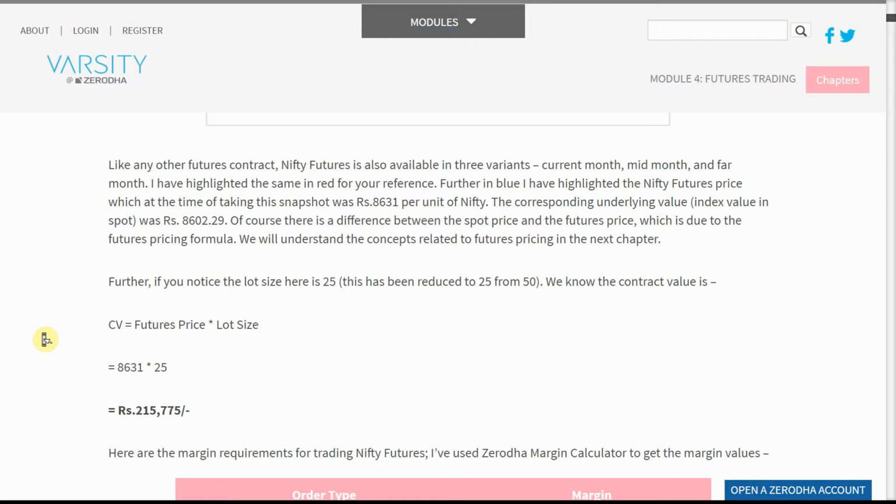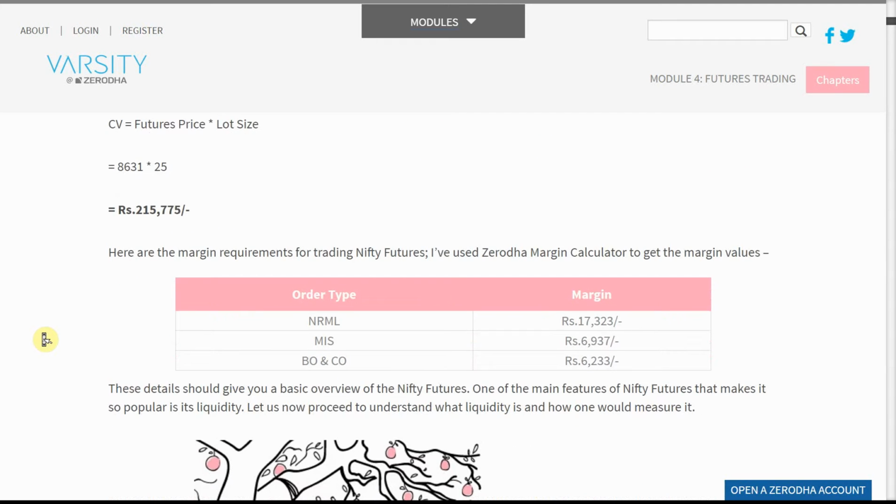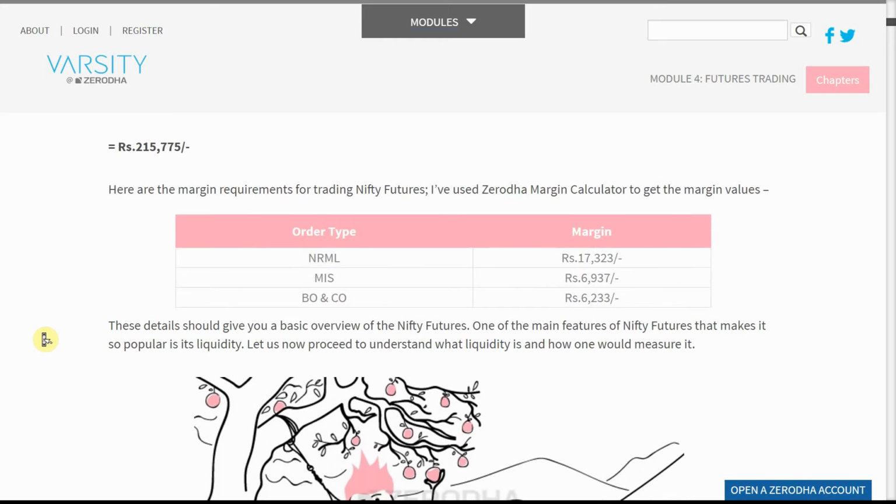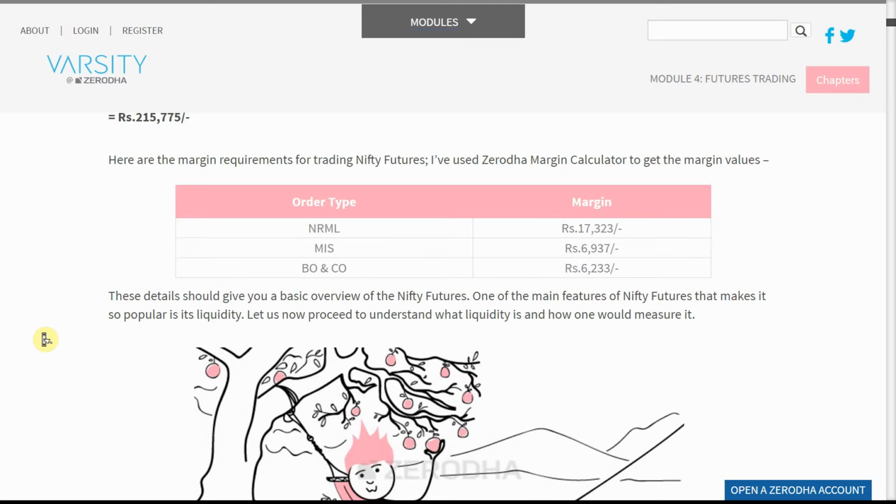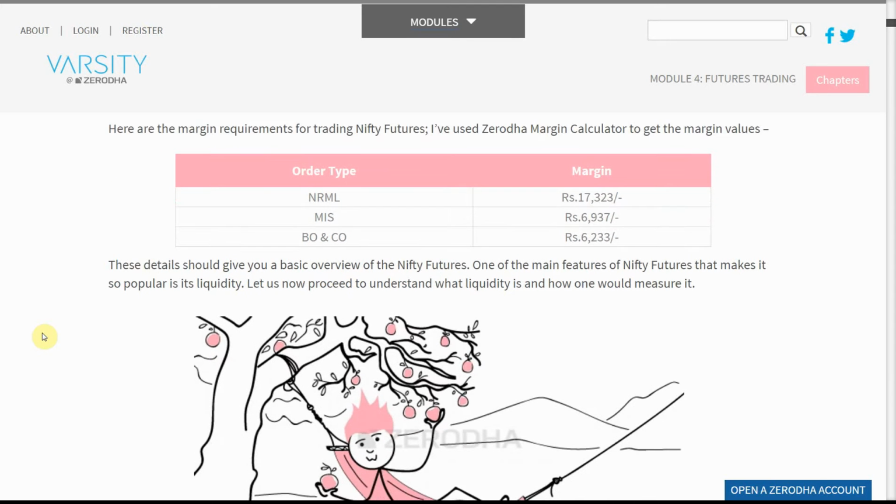We know the contract value, CV, equals futures price * lot size, equals 8,631 * 25, equals 215,775 rupees per lot. Here are the margin requirements for trading Nifty Futures. I've used the Zerodha margin calculator to get the margin values. Order type margin: NRML 17,323 rupees per lot. MIS 6,937 rupees per lot. BO and CO 6,233 rupees per lot.